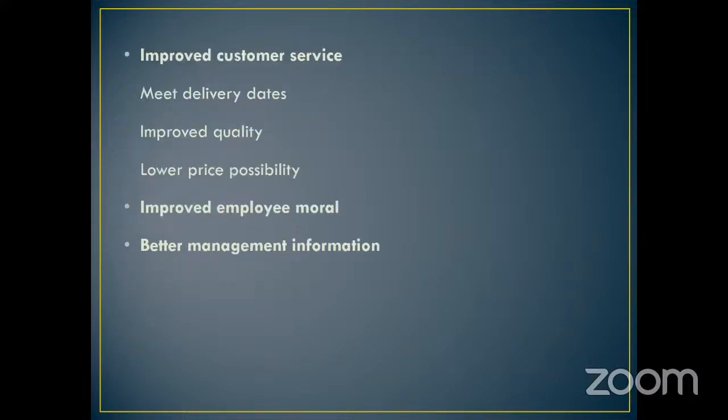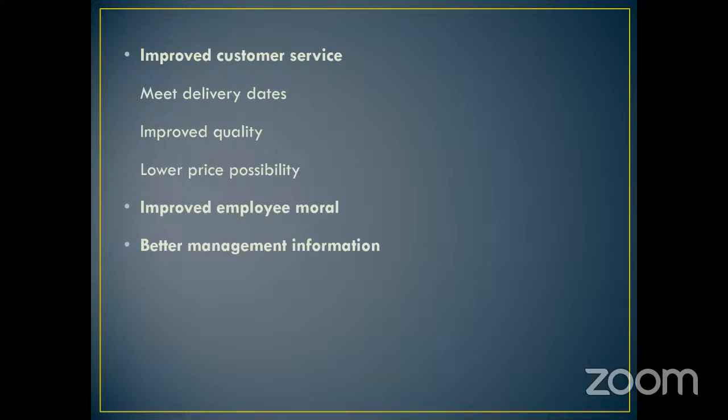Then improved customer service. This is another term to study. What is the requirement of your customers? Improved customer service means meeting the daily demand, and meeting delivery dates. Then comes improved quality, then low price possibility. Okay, these are the things I showed you previously, that low price possibilities are always there in MRP1 and MRP2.